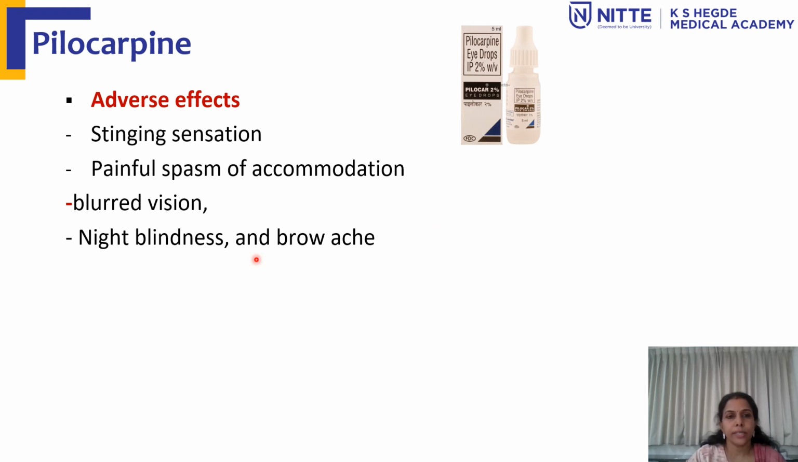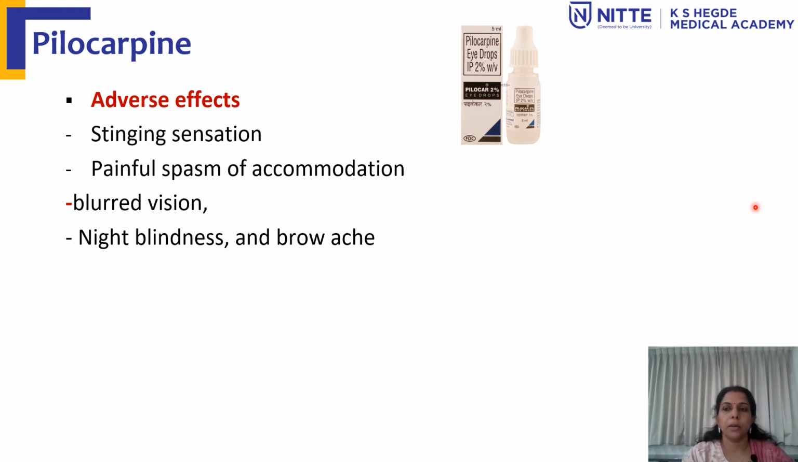About the adverse effects: an initial stinging sensation, painful spasm of accommodation, blurred vision, sometimes night blindness, and brow aches. These are also seen with pilocarpine drops. So these are the adverse effects seen with pilocarpine.